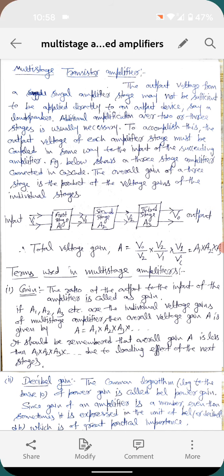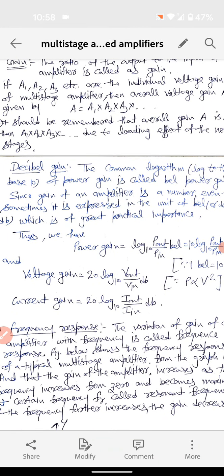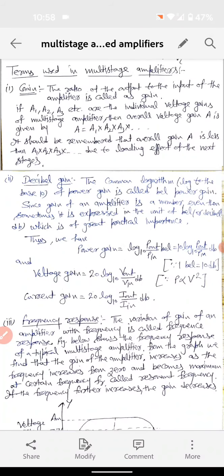Then we come to another important term which we use in this amplifier, the decibel gain. Because this gain is very high, in general you might have seen in your home also, whenever we say amplifier, the first thing that comes to our mind is when we amplify the audio signal, the speaker, the loudspeaker. अगर आप उनका कॉन्फ़िगरेशन कभी भी चेक करेंगे तो उनके कॉन्फ़िगरेशन पे गेन लिखा होता है, that gain will always be written in decibel.